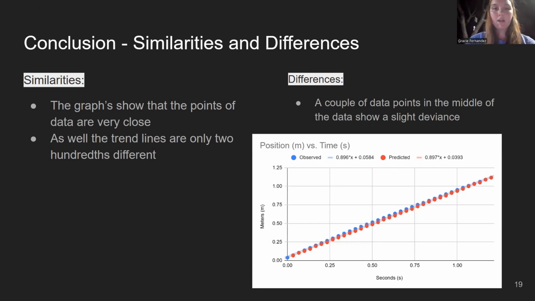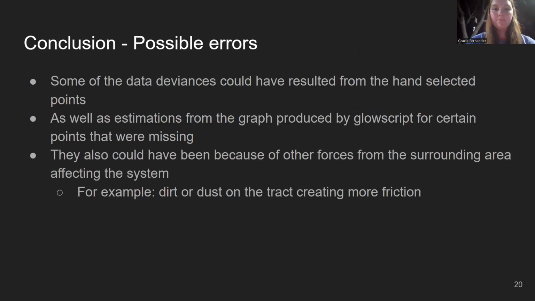In conclusion, the similarities were that the points of the graph were very close, as well as the trend lines were only off by hundredths. The differences were the slight deviation in the middle of the data. Possible sources of error were most likely the hand-set data points frame by frame. I did that by selecting the exact same piece every time, so I could have messed that up, as well as estimates from the graphs produced by GlowScript for certain points that were missing. Lastly, extra friction could have been produced on the track via dirt or dust.